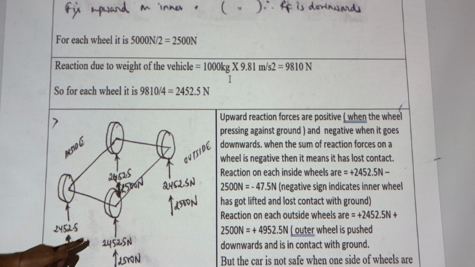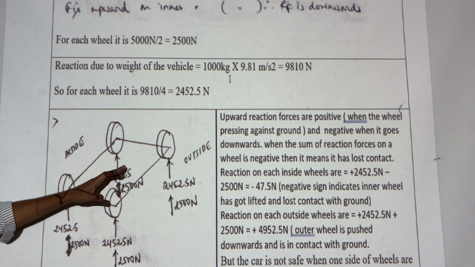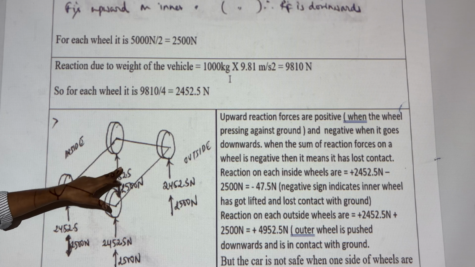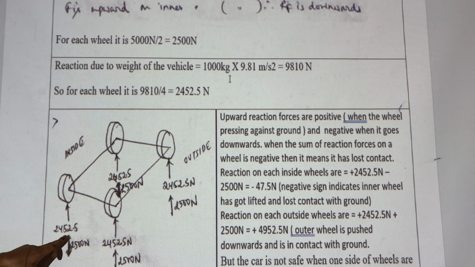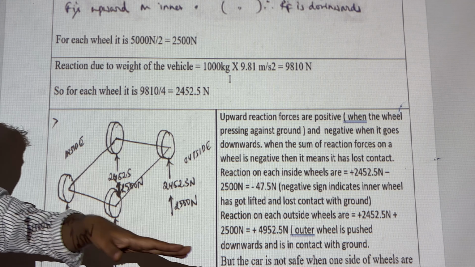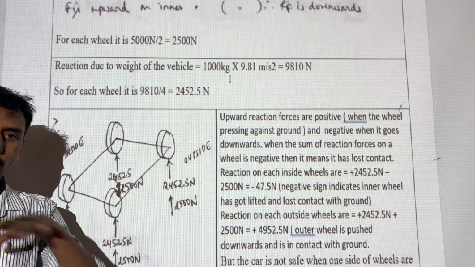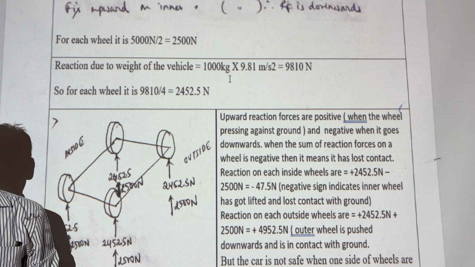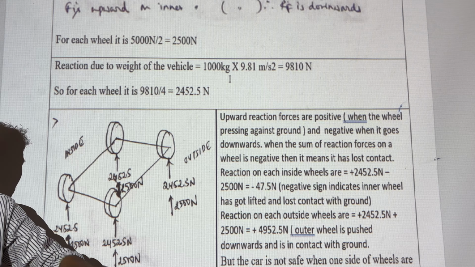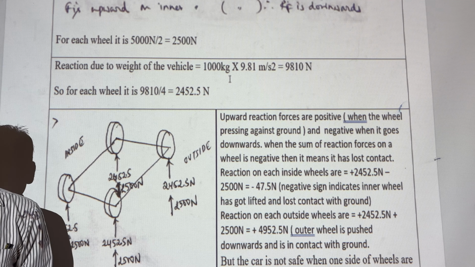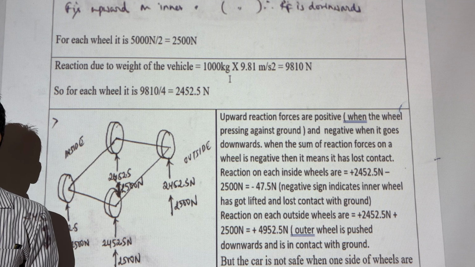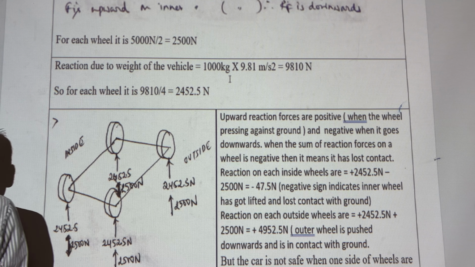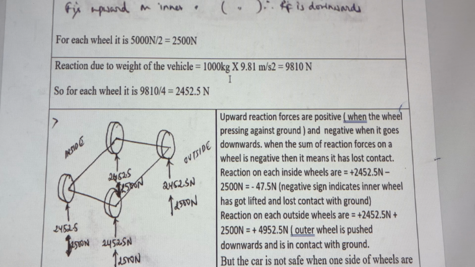So 2452.5 is the force which is trying to hold the wheel onto the ground, but the force which lifts the wheel off the ground is 2500. So you will have a negative value, which means that at around 72 km per hour, the vehicle will definitely lift off when it turns with a turning radius of 40 meters.